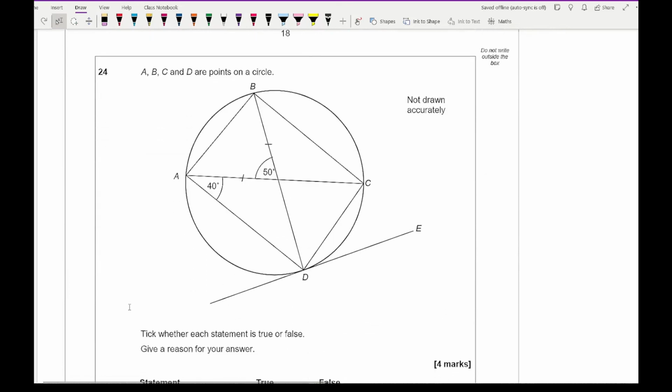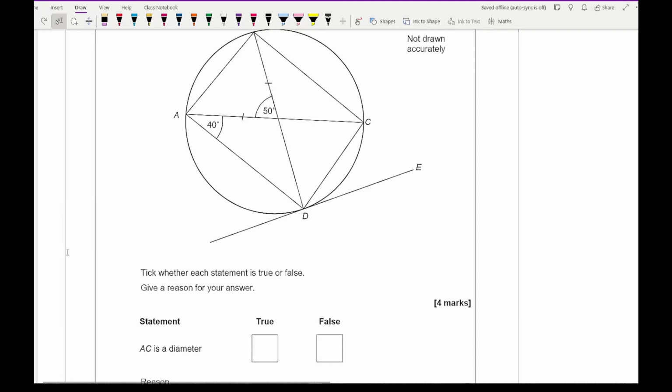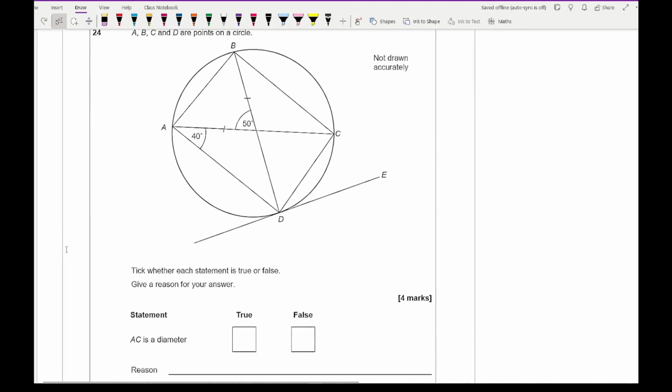We then move on to question 24. It says A, B, C, D are points on a circle. Tick whether each statement is true or false. So let's first of all work with this one. So it says AC is the diameter.